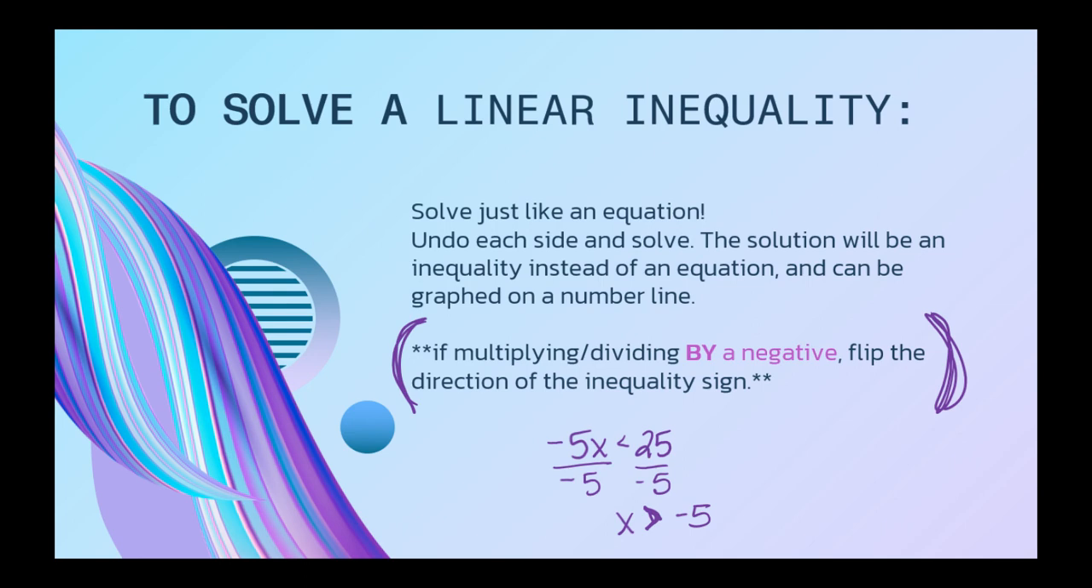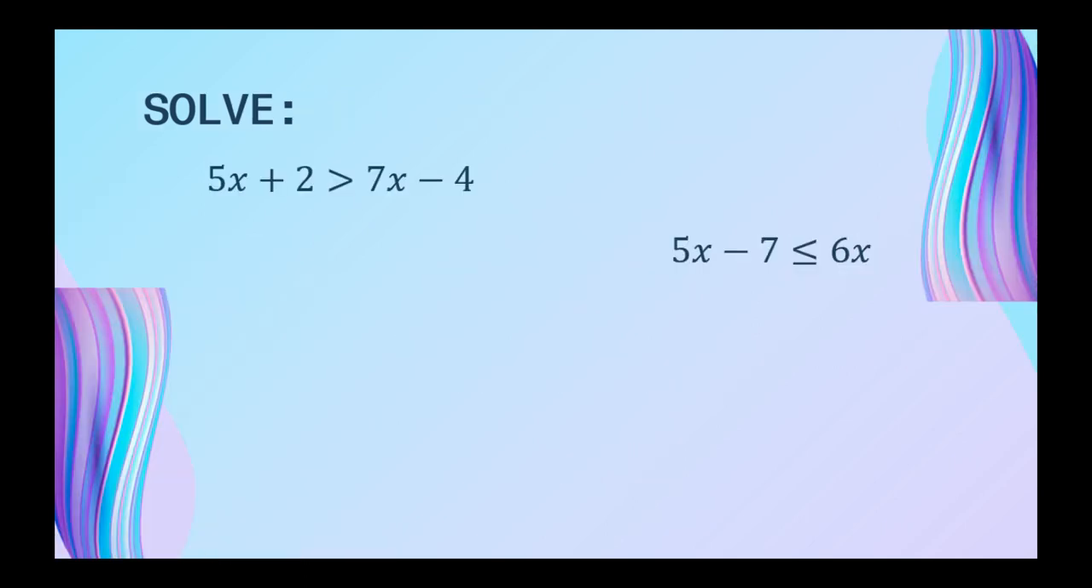So let's try a problem. We're going to solve this linear inequality. Now I'm going to pretend it's just like an equation, which means I want to get the x's on one side and the constants on the other. So I'm going to start by subtracting the 5x.